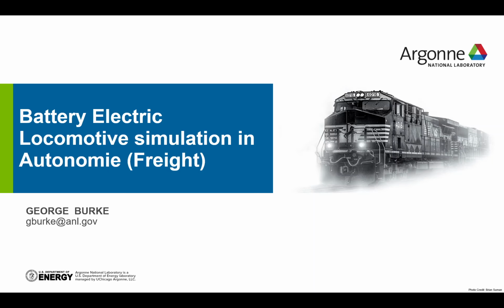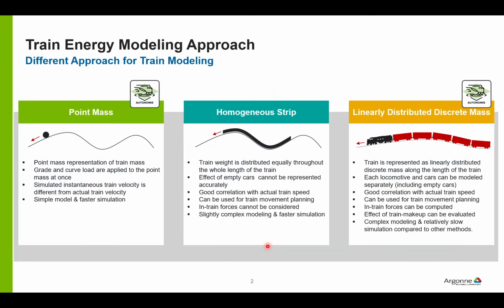So let's begin. There are three different approaches that can be used for modeling a train. First is the point mass, and as the name suggests, the whole mass of the train is considered to be concentrated at one point, and all the calculation is done taking that into consideration, which is similar to the approach that we use for on-road vehicle simulation. The other is the homogeneous strip approach, where the whole mass of the train is considered to be distributed uniformly along the length of the train.